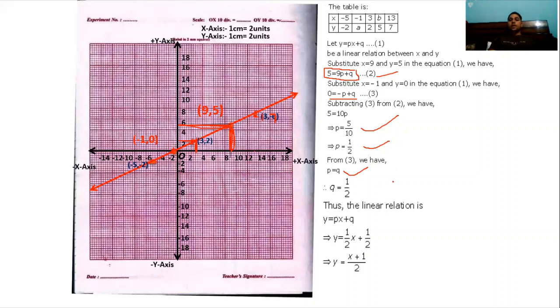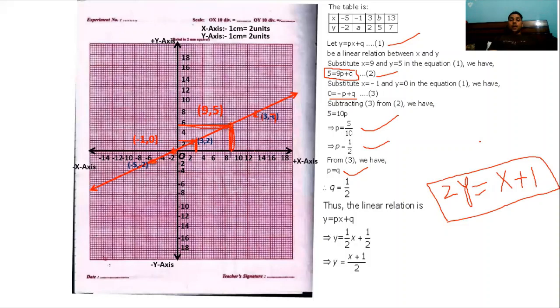So substituting the values in equation 1, we have y is equal to 1 by 2 x plus 1 by 2. So y is equal to (x plus 1) by 2, or we can write it as 2y is equal to x plus 1. So this is the required equation for the given table. In this way we can also find the equation from a given table.